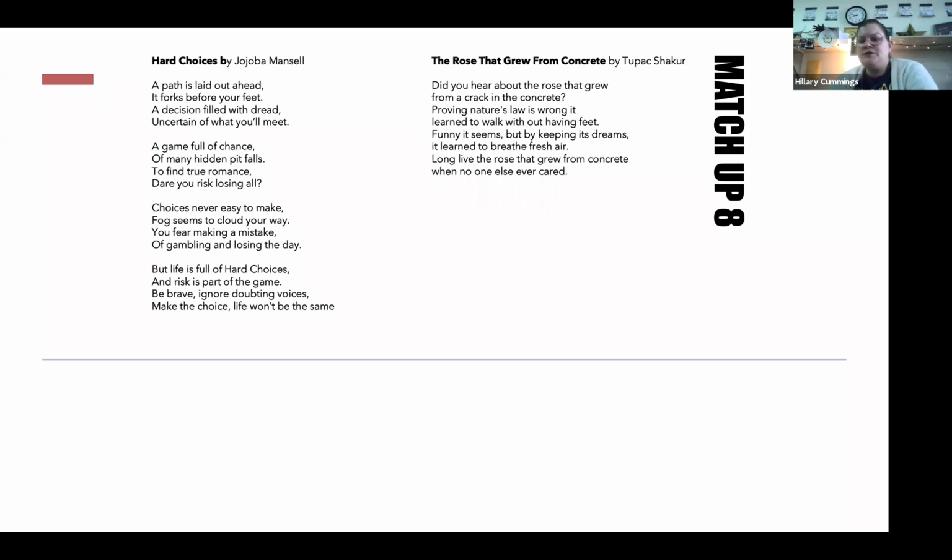Did you hear about the rose that grew from a crack in the concrete? Proving nature's law is wrong, it learned to walk without having feet. Funny it seems, but by keeping its dreams, it learned to breathe fresh air. Long live the rose that grew from concrete when no one else ever cared.